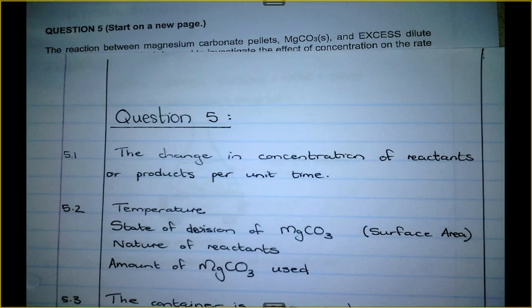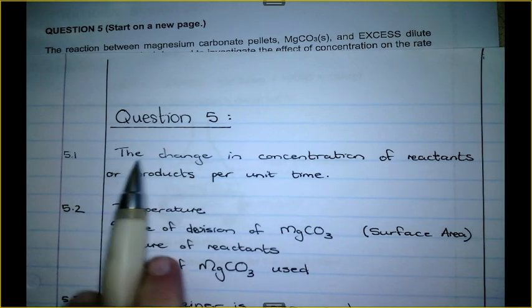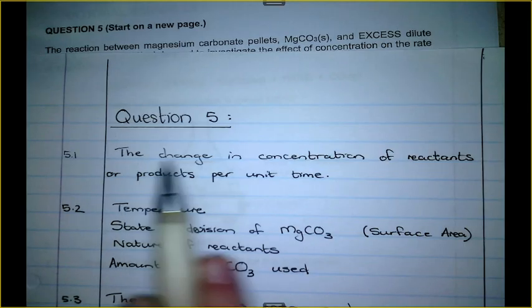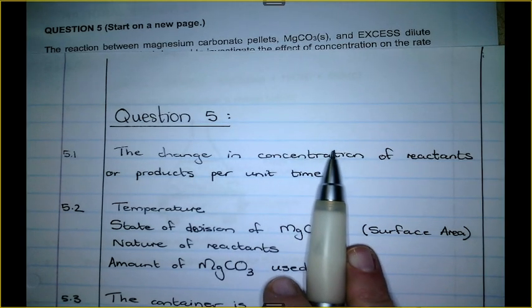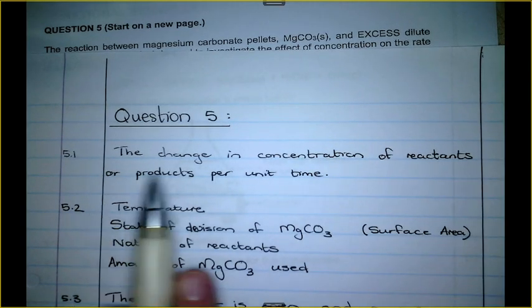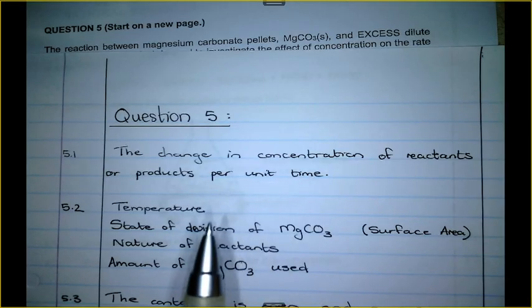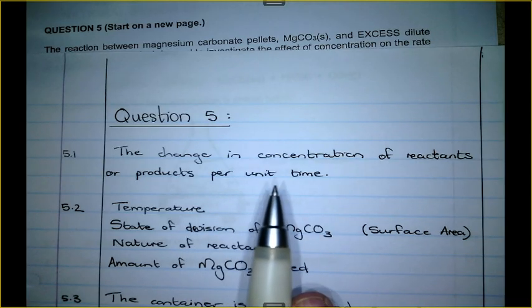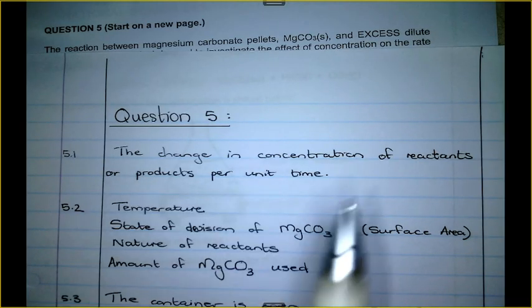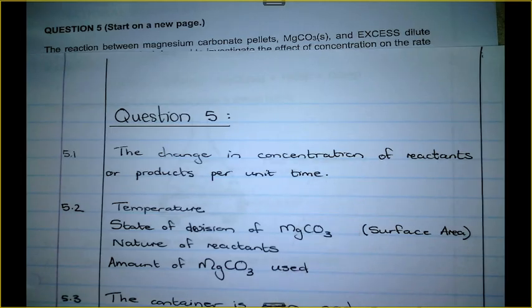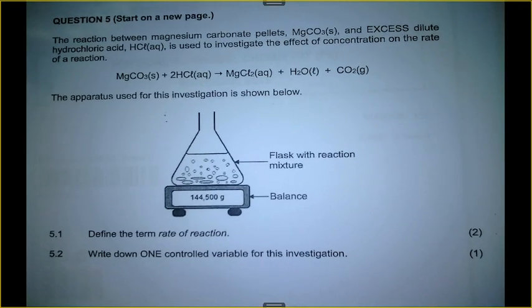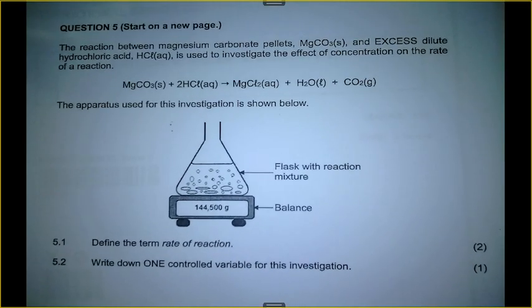I hope I've drilled into you guys enough by now that the rate of reaction is the change in concentration of reactants or products per unit time. I know we never ever use this definition when we calculate, but do not forget that that definition is what you are expected to do. Alright. Then they ask you to write down one controlled variable, so one thing that stays the same.